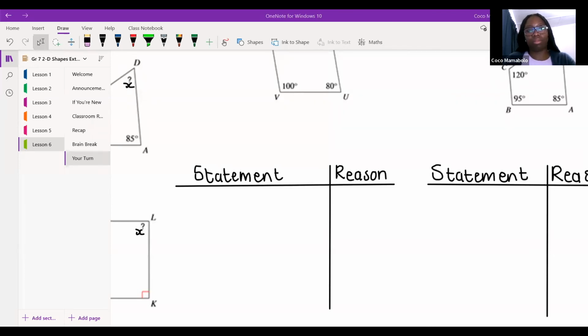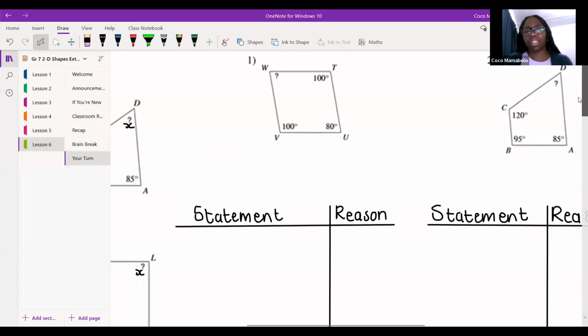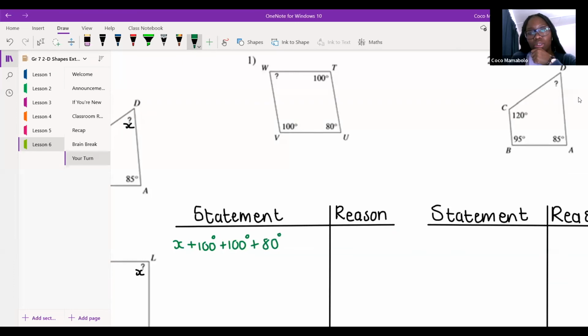Hello, Miss. Oh my goodness, listen to you. I'm sorry. Okay, I'll make you talk as little as possible. Can you give me my statement? Yes, your statement to be x plus 100 plus 100 and plus 80, Miss. Good. Is equal to? It's gonna equal to 360, Miss.